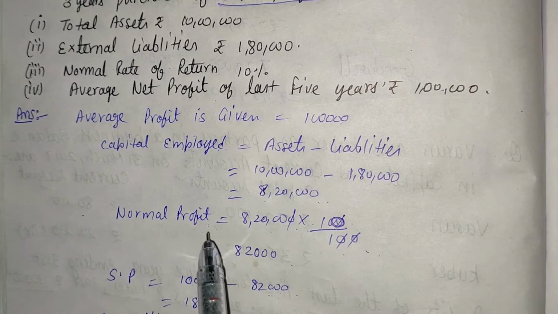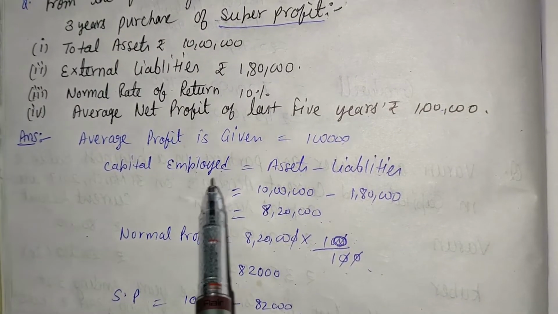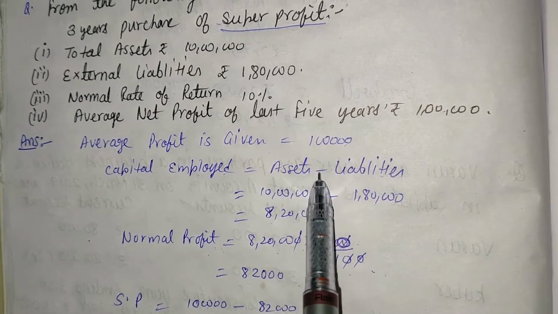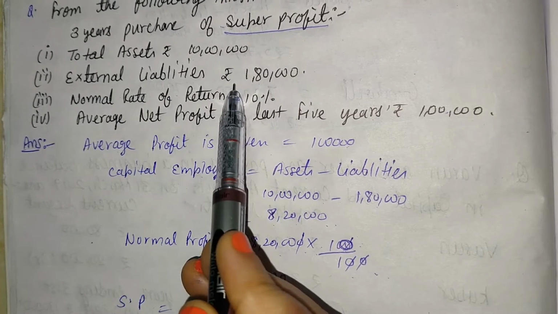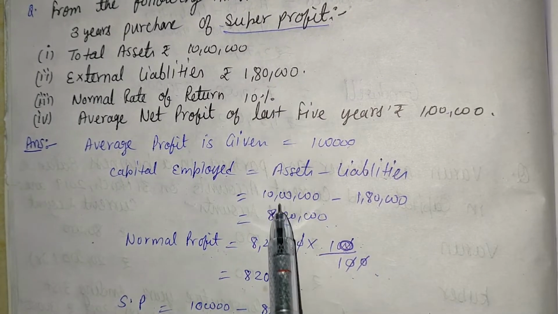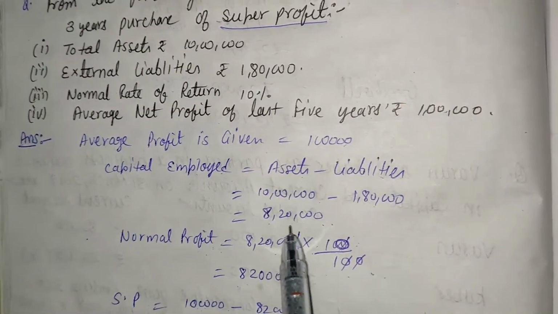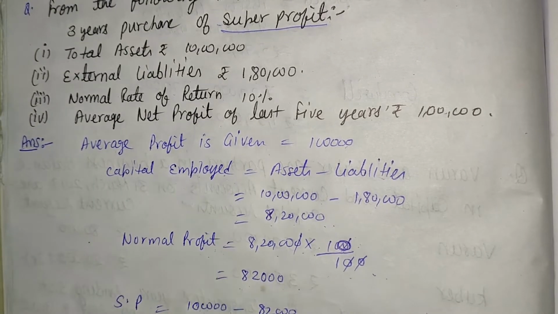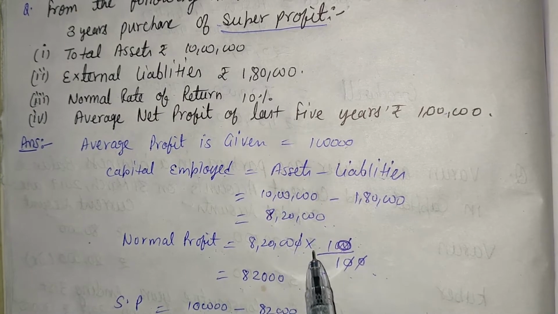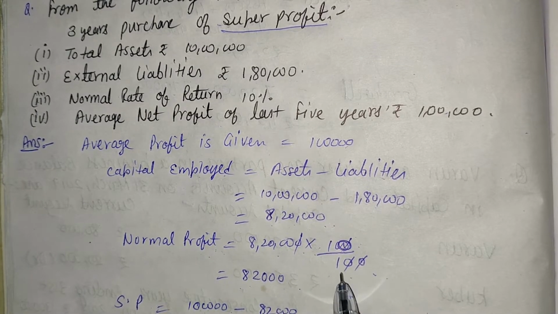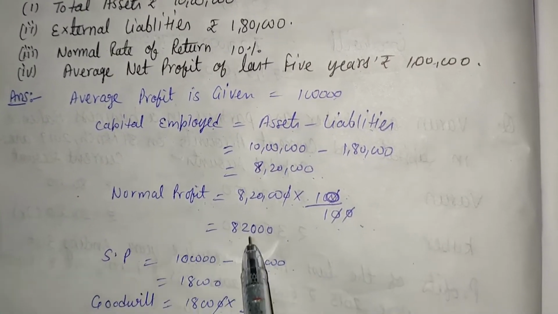Here capital employed is not directly given in the question. So first of all we will have to calculate capital employed, and the formula of capital employed is assets minus liabilities. Here the asset is given, that is rupees 10 lakh. The liabilities is given, that is rupees 1,80,000. So 10 lakh minus 1,80,000, we are getting 8,20,000, that is capital employed. Now normal profit: capital employed, that is rupees 8,20,000, multiplied by rate, that is 10%, divided by 100. After that we are getting 82,000, that is step second.